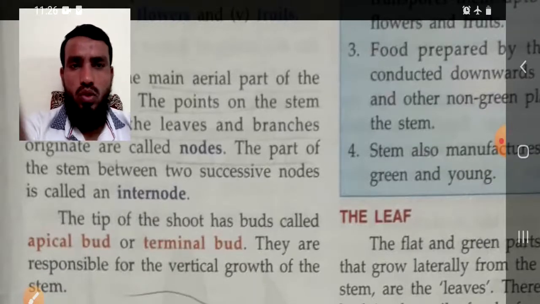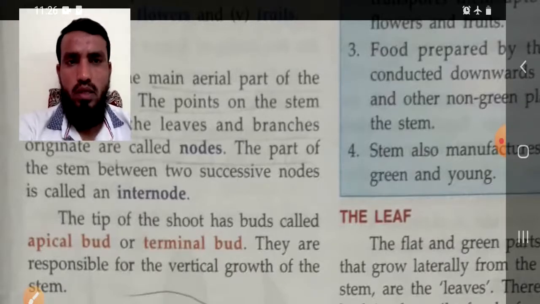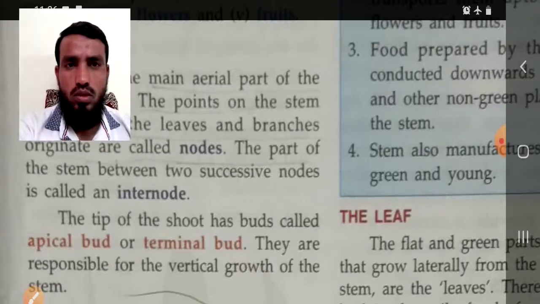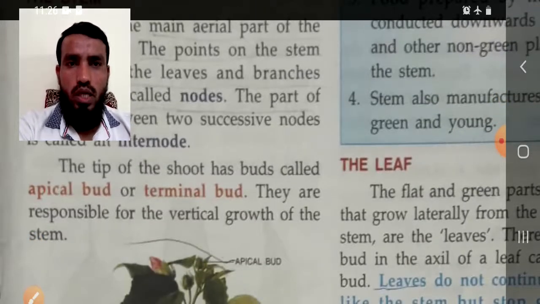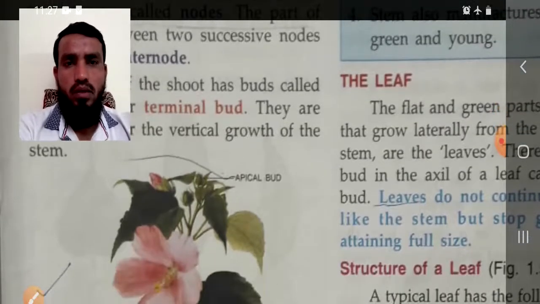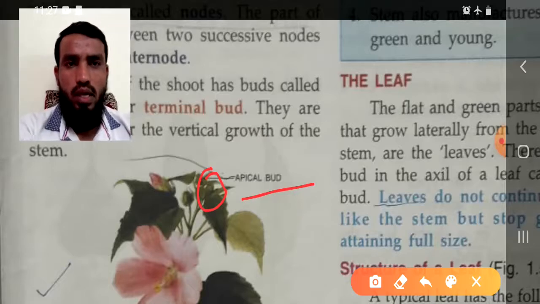So the tip of the shoot has a bud. Now we have talked about the nodes, which are the basic points from where the branches or leaves grow, and between two nodes the space is called the internode. Now we will talk about the buds. If the buds are present on the tip, that is called the apical bud or terminal bud, and they are responsible for the vertical growth of the stem. So this is the apical bud here. Because this apical bud is present on the top of the plant, that is why it is called the apical bud, and it helps the plant to grow in the vertical direction.